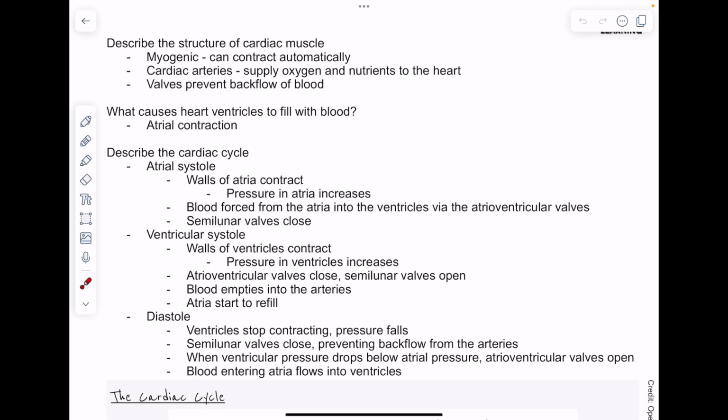Now, cardiac muscle refers to muscle belonging to the heart, so it has various characteristics. First of all, it's myogenic, and that means that it can contract automatically. As I said, it's essential that our heart continues to contract throughout our lifetimes. Cardiac muscle also contains cardiac arteries. These supply oxygen and nutrients to the heart, as well as valves which prevent the backflow of blood.